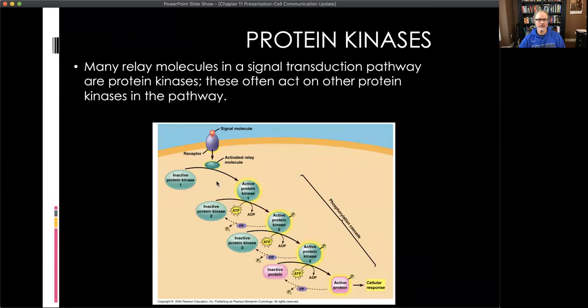If you look here again, this is one of the pictures we looked at before. Here is the activated relay molecule, and that's going to activate this protein kinase. It becomes activated when it accepts a phosphate group, onto the inactive protein kinase. Now it's going to relay or transmit the information to the second step in the pathway.